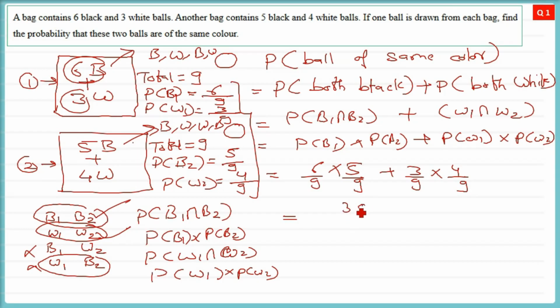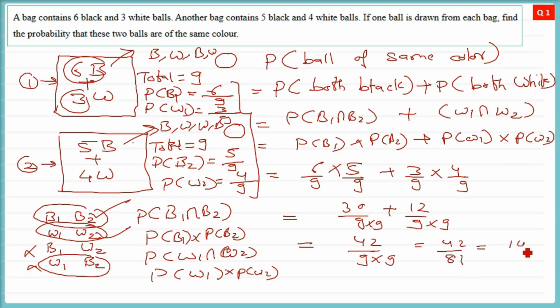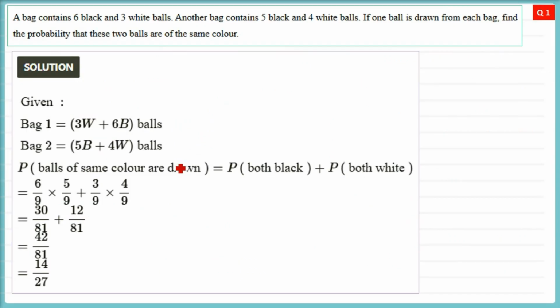So 30 by 9 nines are 81. The second is 12 divided by 9 nines are 81. So 42 by 9 into 9 has come. 42 by 81. Now these are multiples of 3, so you get 14 divided by 27. 14 by 27. Now what I told you was quite in detail, but this is how you're going to write it if you have a less mark carrying question like this. Otherwise you have to explain everything.